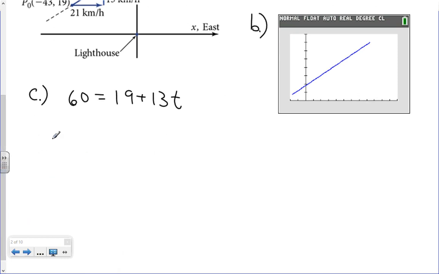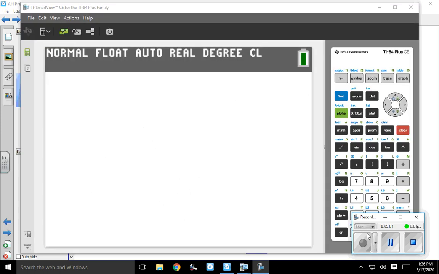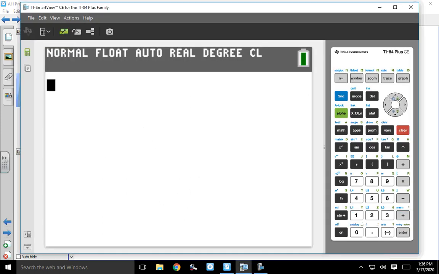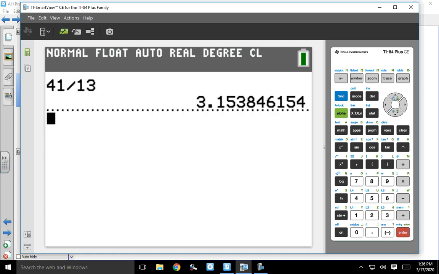So we can do that. Subtract 19, so what does that leave us? 41 is equal to 13t. And so divide by 13, I'm going to write that as t is equal to 41 over 13. I'm not sure what that's equal to, but let's punch that in our calculator and find out what that's approximately equal to. All right, so on your calculator, we just need to take the 41 and divide it by the 13, and that should tell us at what time that occurs. So about 3.154. We'll write that down.